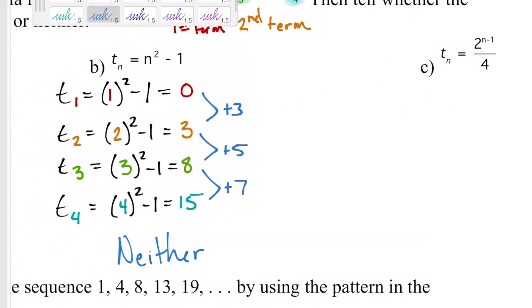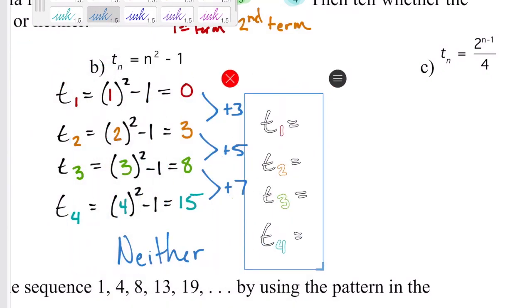All right, so next one, I'm going to be doing the same thing. So I'm going to duplicate this, move it over here.